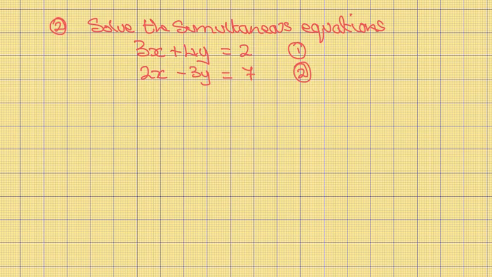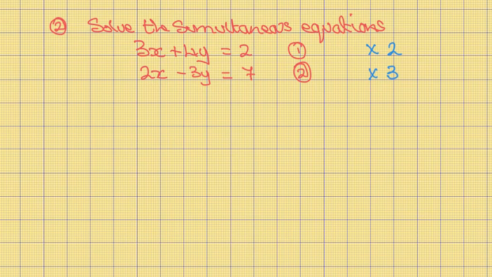The first thing you've got to do is decide which variable you're going to eliminate. It doesn't make any difference which one you eliminate. I'm going to eliminate x. So I'm going to take equation 1 and multiply by 2. I'm then going to take equation 2 and multiply by 3. That will mean my x values will both be 6, so I can then eliminate them.